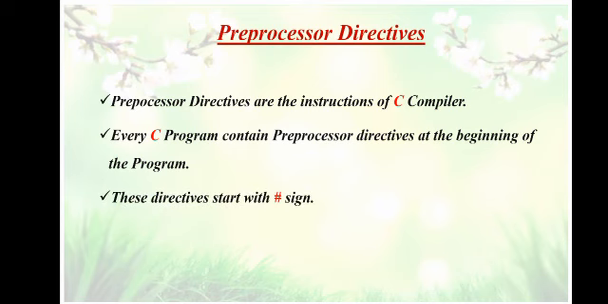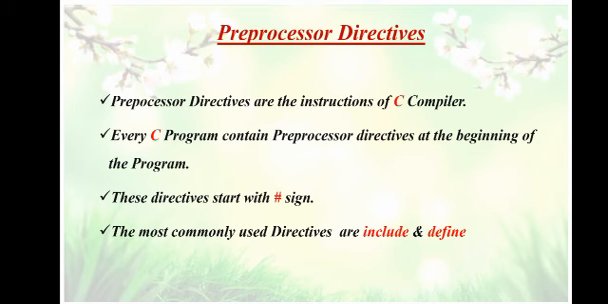The second property is that whenever you write a preprocessor directive, you write it with the hash sign. At the start, first of all you place the hash sign, then you start writing the header files. The most commonly used directives are include and define. The directives used in your book are define and include.